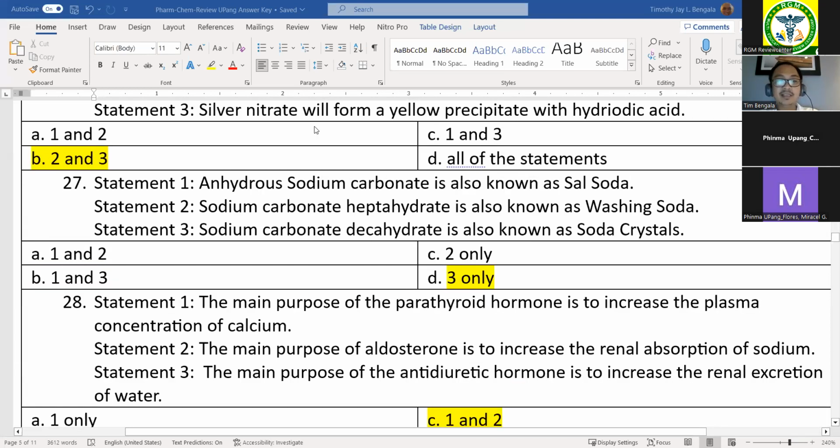Number 27. So for number 27, only number 3 is correct. So actually, yung sal soda, washing soda, and soda crystals are all synonymous to the decahydrate salt. Okay? So, ayun yung siya lang. Siya lang yung merong extensive na list of names. Yun lang naman yung kailangan nating tandaan for this. Na walang name yung iba. Yung iba kasi mas predictable yung names.